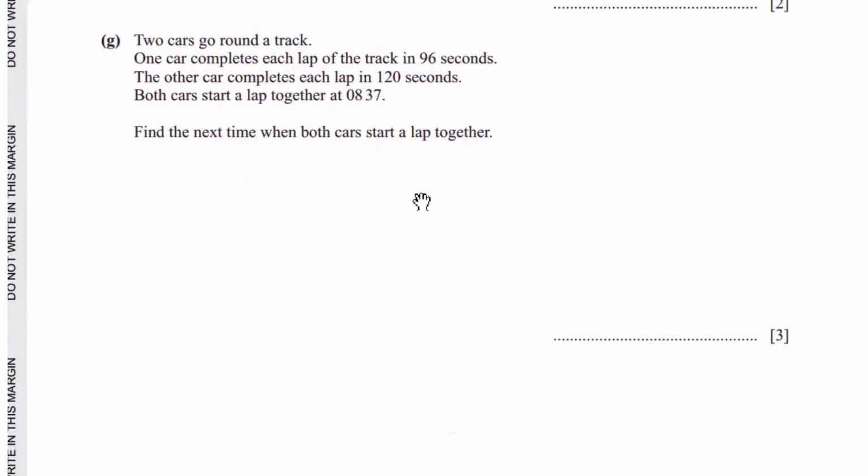Two cars go around a track. One car completes each lap of the track in 96 seconds. The other car completes each lap in 120 seconds. Both cars start a lap together at 8:37. Find the next time when both cars start a lap together. So this question is for finding the lowest common multiple.